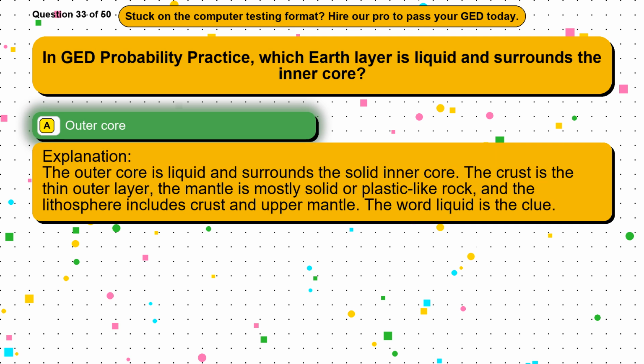The outer core is liquid and surrounds the solid inner core. The crust is the thin outer layer, the mantle is mostly solid or plastic-like rock, and the lithosphere includes crust and upper mantle. The word liquid is the clue.